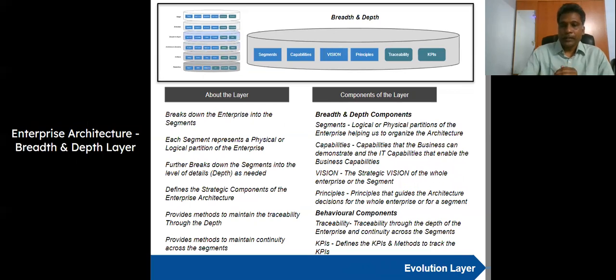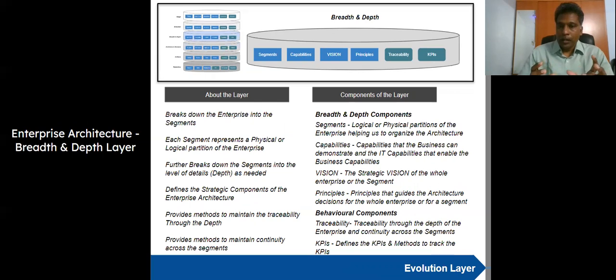Moving further up to the breadth and depth. Okay. So the breadth and depth gives us a very important layer, which lets us define what the breadth is. When I say breadth, it is defining the scope of the enterprise architecture, right? So what are the business segments that we want to represent and manage in our enterprise architecture, right?